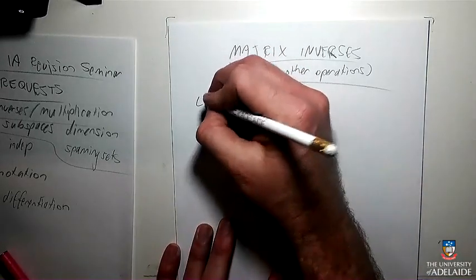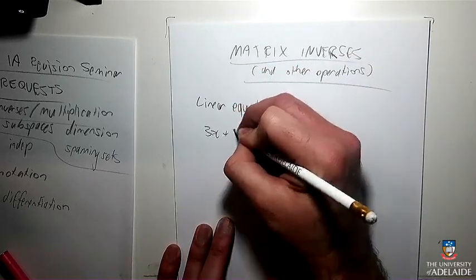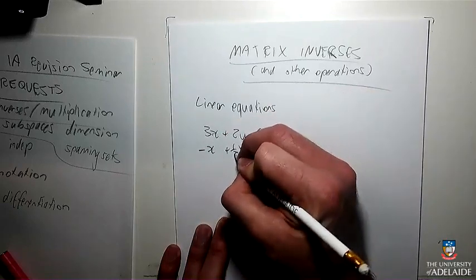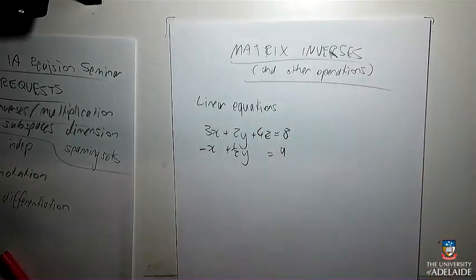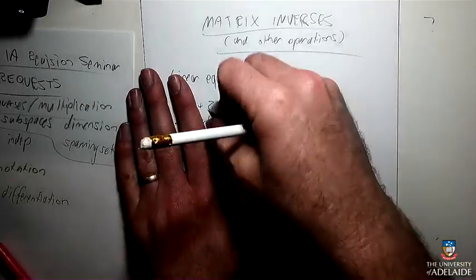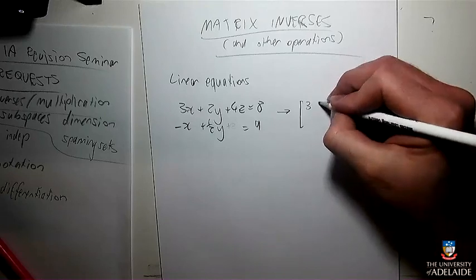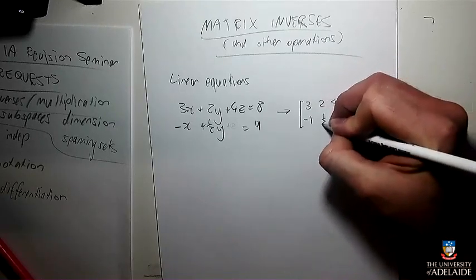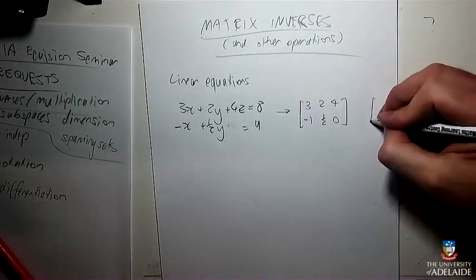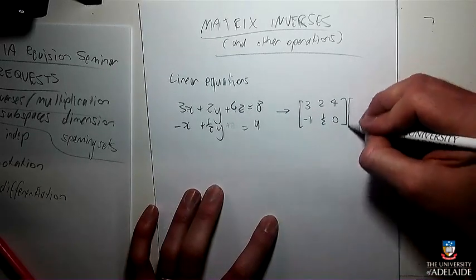So when we see a system of linear equations, and we turn that into a matrix, it becomes this. They're the coefficients that live here. And there's also another column which is the answers, like that. And it becomes this.